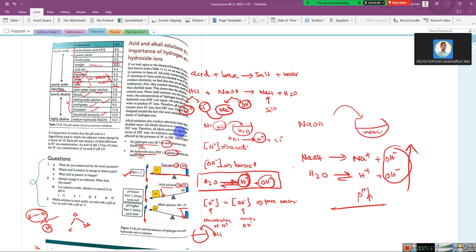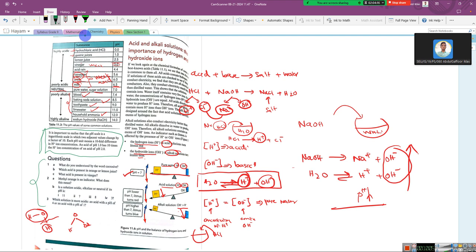So can you explain the points that are given below table 11.3? These points? Yeah, that one. Should I explain this point? Yeah, that one. Okay, so what they are telling is, it is important to realize that the pH scale is a logarithmic scale in which 2 adjacent values change by a factor of 10, right?